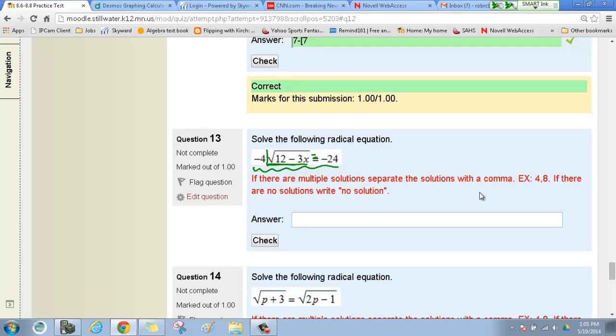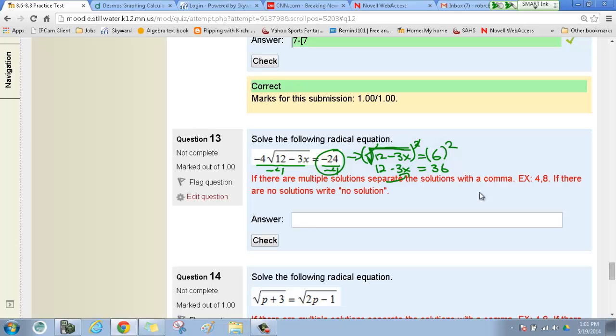Well, the first step is to isolate this square root by itself. And to do that, we're going to need to divide both sides by -4. So once I divide these sides by -4, I get the square root of 12 minus 3x is equal to -24 divided by -4, which is 6. Now at this point, I need to square both sides, because I want to get rid of this square root right here. That's my goal. And if you square it, you cancel it off. So what I get is 12 minus 3x is equal to 36.